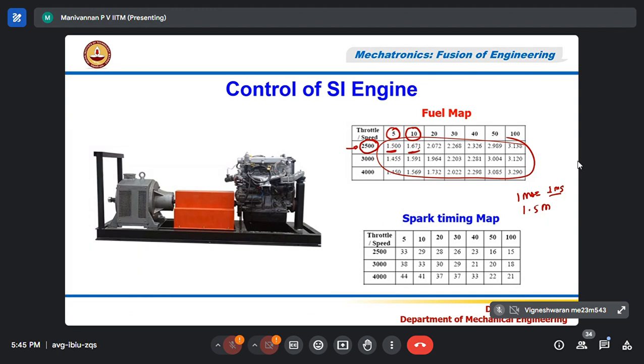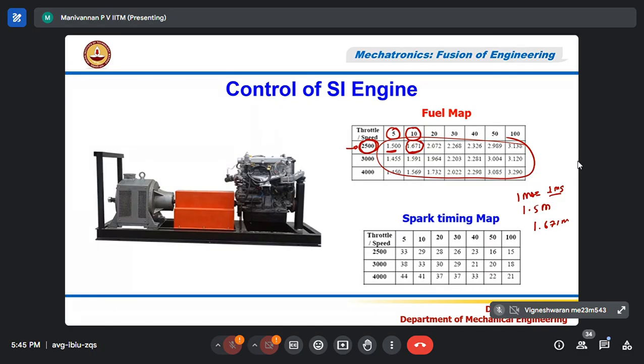I got maximum torque on the dynamometer. That means when I run the engine at 2500 RPM, 10% throttle, for that particular engine and that particular injector, I need to open my injector for 1.67 milliseconds. So it will inject 1.67 milligrams of fuel. I got maximum torque, maybe 2 to 3 Newton meters. I don't know the exact number.